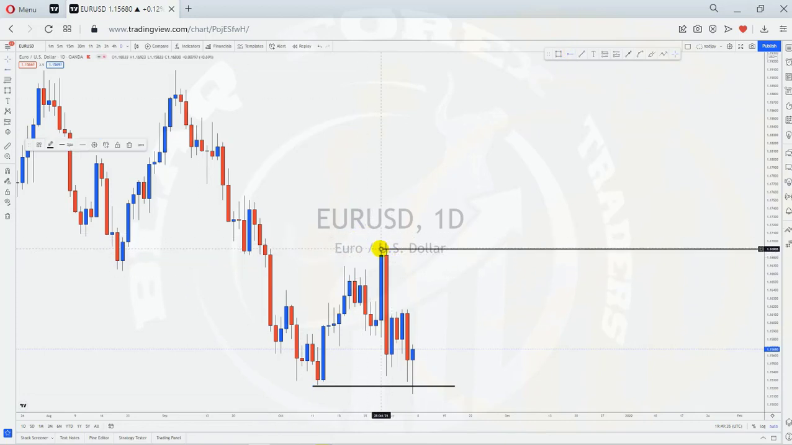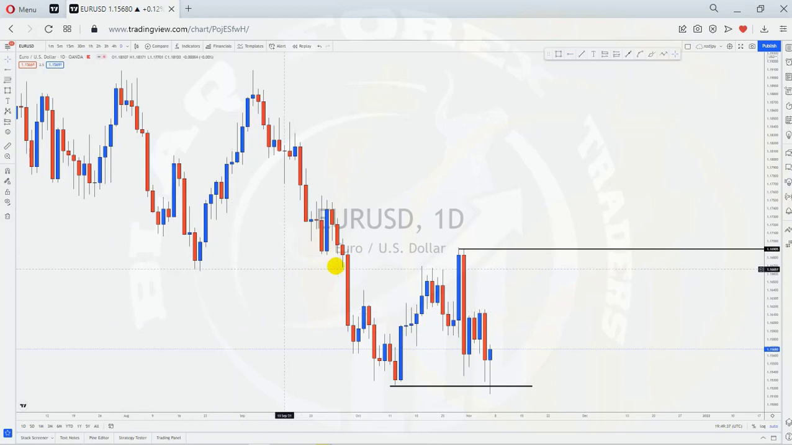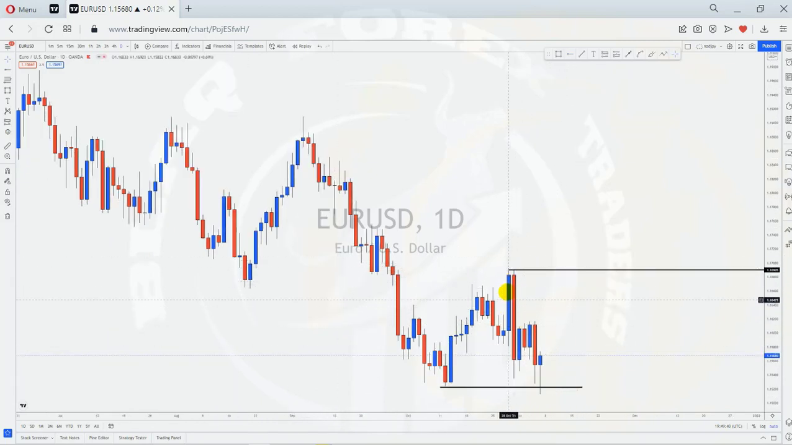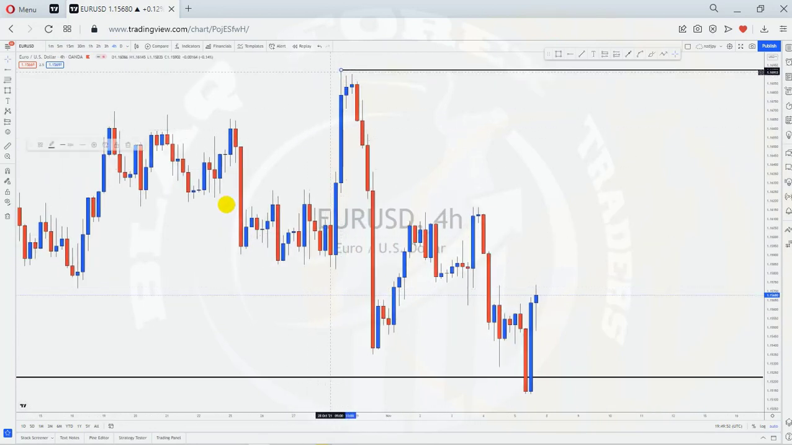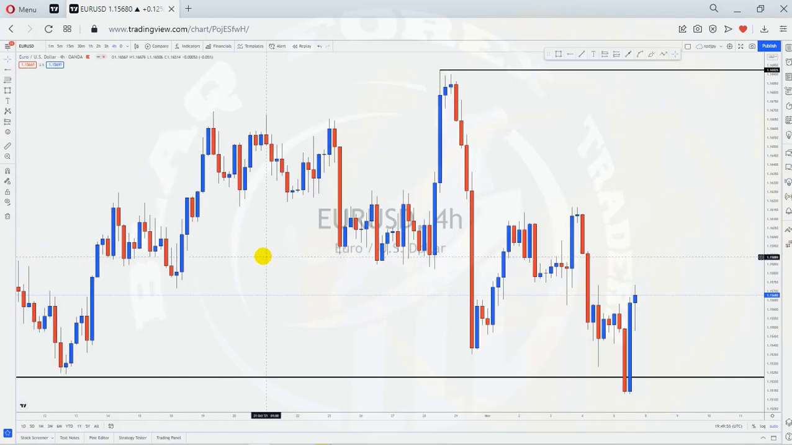This is the part that I'll be focusing on. We have a first movement here to the downside, to the upside, then the downside here. So I'll go to 4-hour time frame. As you can see, on 4-hour time frame, this is the pattern that I have.